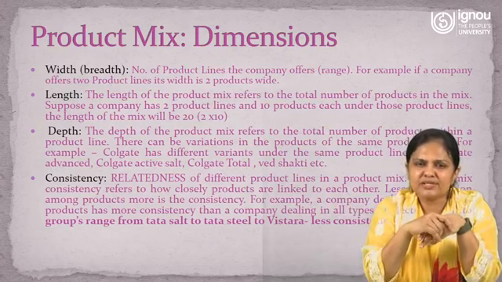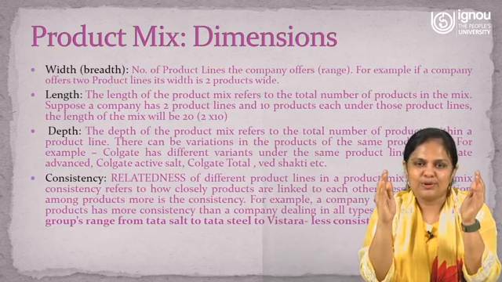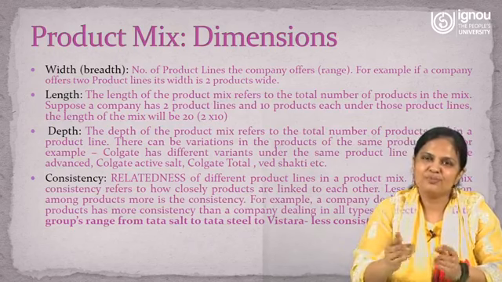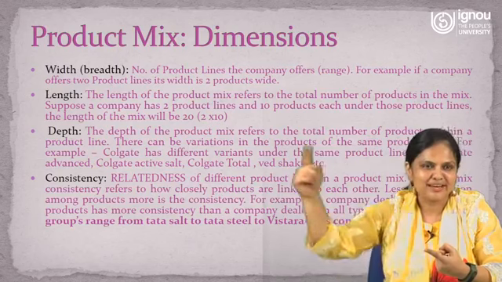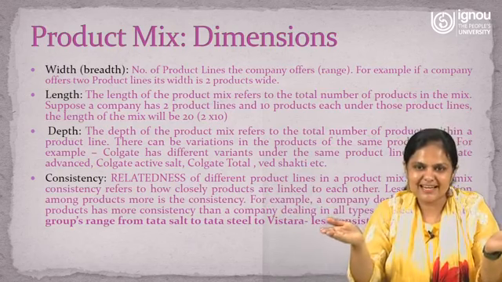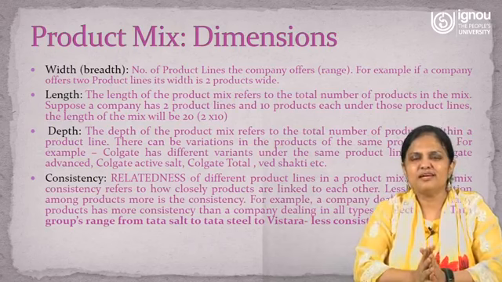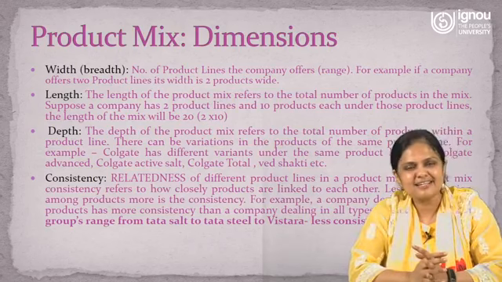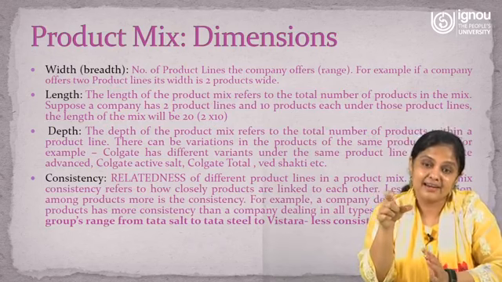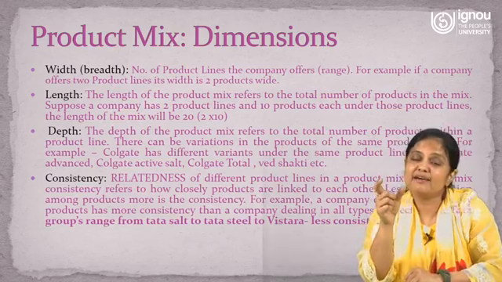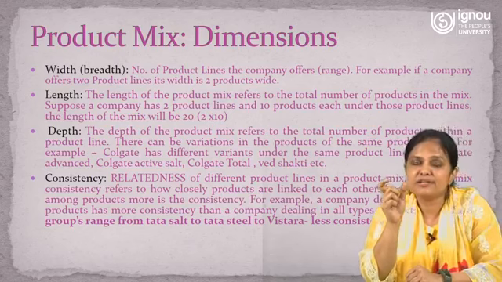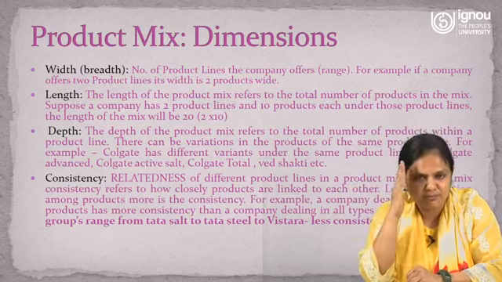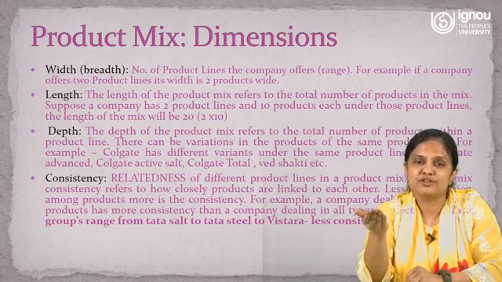For example, if you take Tata Group, if you see the product range of Tata Group, they are into everything from salt to steel to aviation. So the consistency is less. But suppose you are talking of a company which is concentrating on just dairy products, then in this case the consistency is high. Again, whether the company would like to have a highly consistent product mix or less consistent product mix depends upon various factors, and one of the important factors is the financial strength of the company.